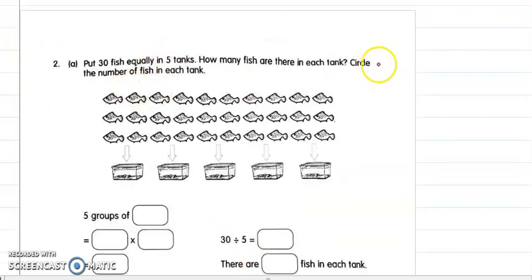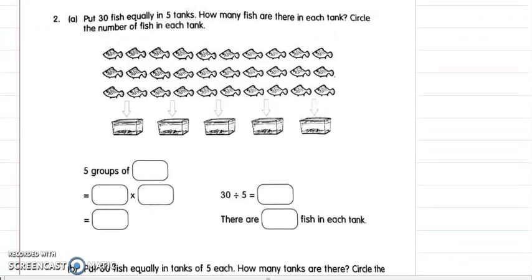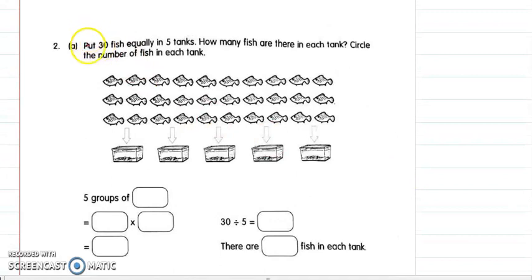Now the next page is here, page number 42 of the activity book. And the first question here is, put 30 fish equally in 5 tanks. How many fish are there in each tank? And circle the number of fish in each tank. So here we have a total of 5 tanks. These 5 tanks are given, and the total number of fish shown is 30. We need to put fish equally in each tank.